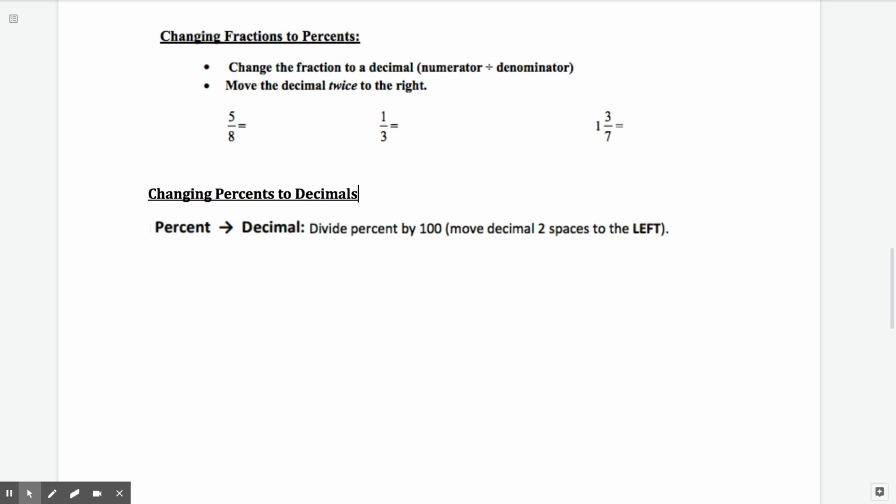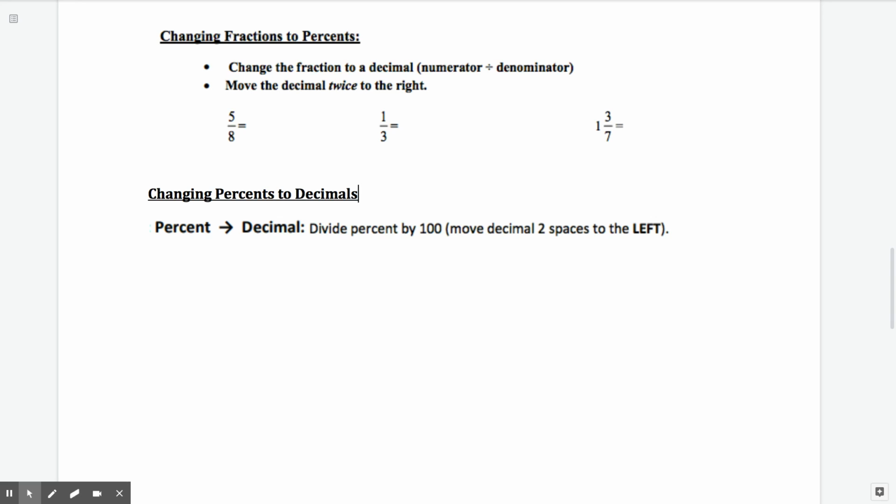So the next thing we can do is change fractions to percents. What we just did was go from percents to fractions, and now we're going to move backwards. The first thing you can do is look at the denominators to see if there is a factor of 100. If there's not, then you can always back up to this, which will always work.